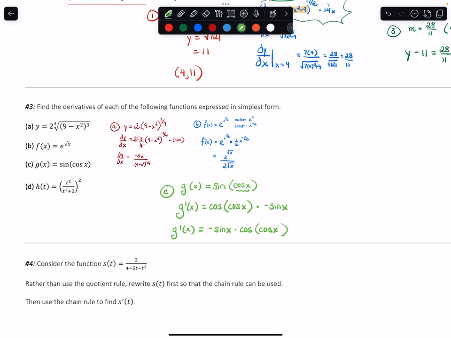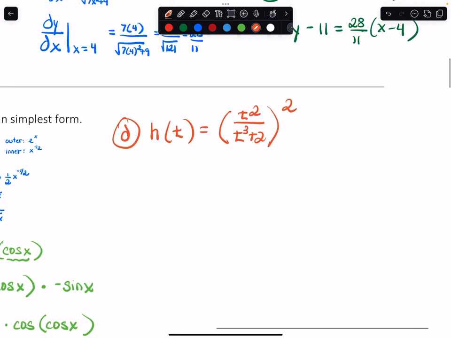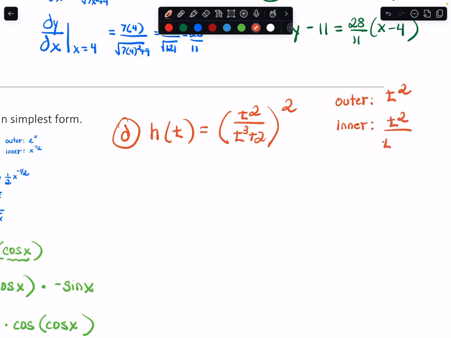And then finally, d here, we have another composite function, h of t this time. So, we might need a little room for this one. So I've got h of t is t squared over t cubed plus 2, all squared. Again, not terrible in terms of trying to see that outer and inner function. The outer function is something squared. What's outer is something squared. What's inner is t squared over t cubed plus 2.